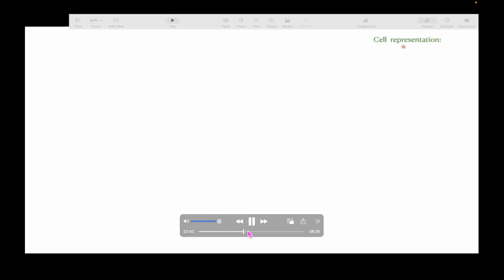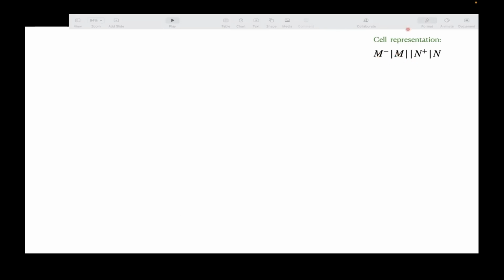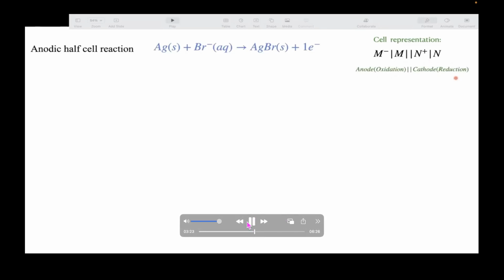So I just want you to get familiar with the cell representation. Cell representation is basically done with metal ion. So first we write the anode. In anode there is always oxidation happening. So in oxidation, a loss of electron takes place, correct? And then there we write a salt bridge, and then the cathodic part. In the cathodic part, reduction is happening, it means gain of electron will be there. So I can simply write it as anode oxidation with a salt bridge and cathode reduction. This is all for your understanding.